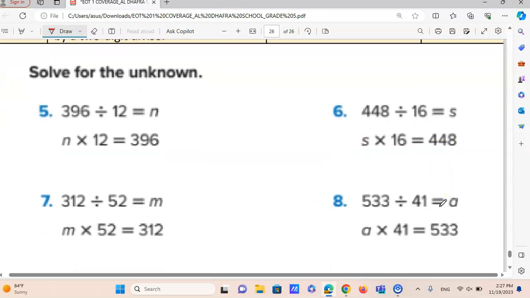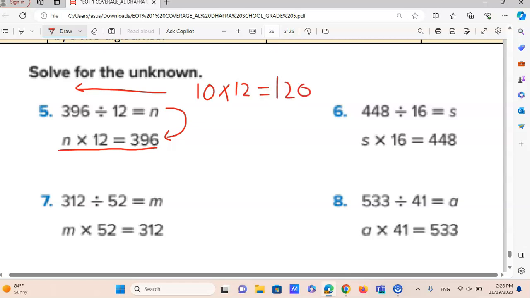I will show you. First, you have to change division to multiplication by moving backward. So it will be n multiplied by 12 equals 396. Think of a number you multiply by 12 that gives you 396 or less. Think of a simple number that helps you reach 396 or less. Maybe multiply by 10. We can multiply 12 by 10. So 10 times 12, I will get 120.